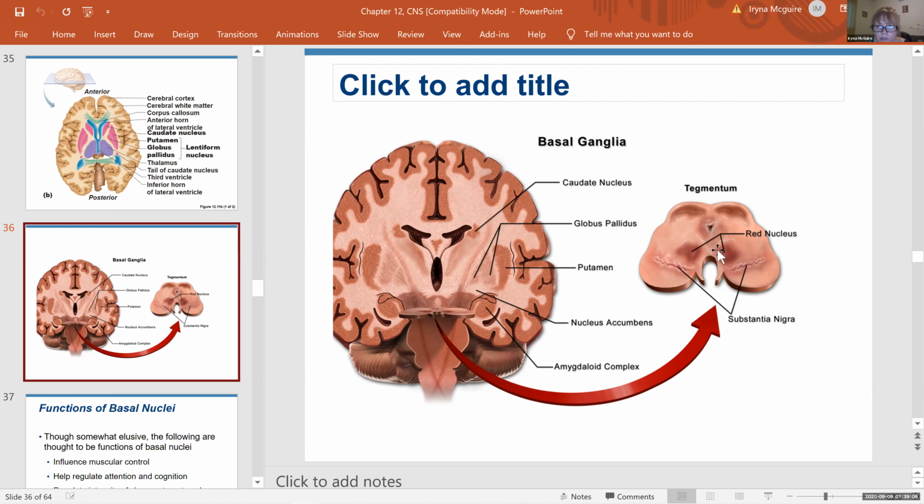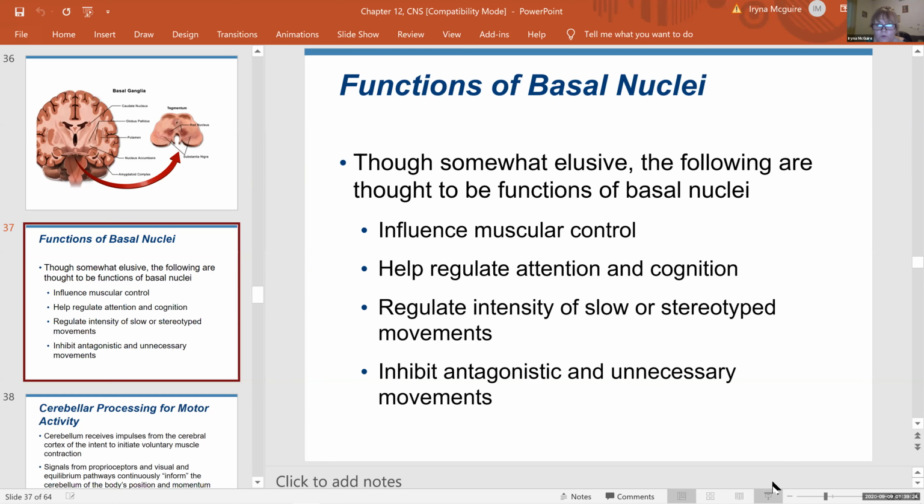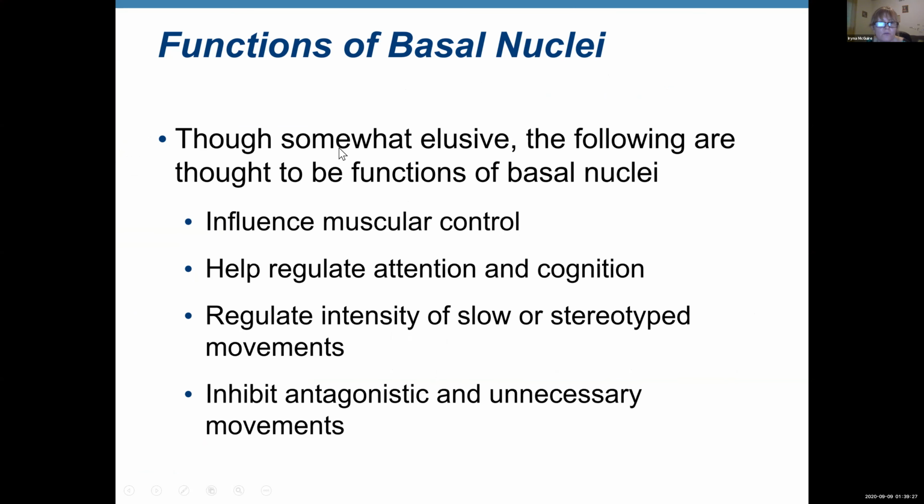And in the midbrain, you will have what is called the red nucleus, and this area over here and here, the substantia nigra. So they are also associated with the basal ganglia, right? Hope that makes sense. So why is it important? The following areas of basal nuclei are thought to have these functions.